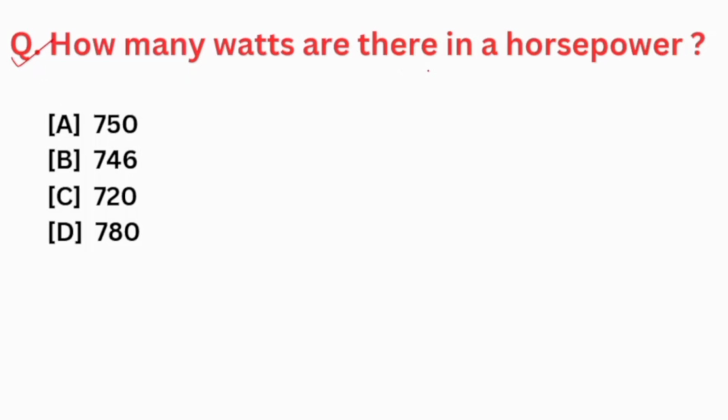How many watts are there in a horsepower? It's a very important question, and the answer is 746. 746 watts are equal to 1 horsepower.